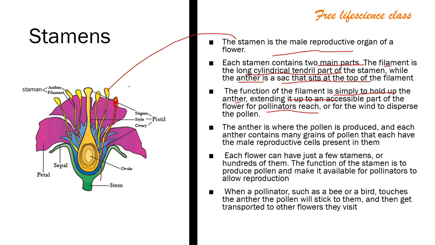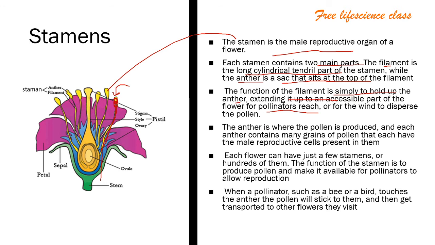That means the pollinator has to sit on it. Only then will the pollen fall onto the next flower. The filament helps in that purpose, that is, for holding the anther.